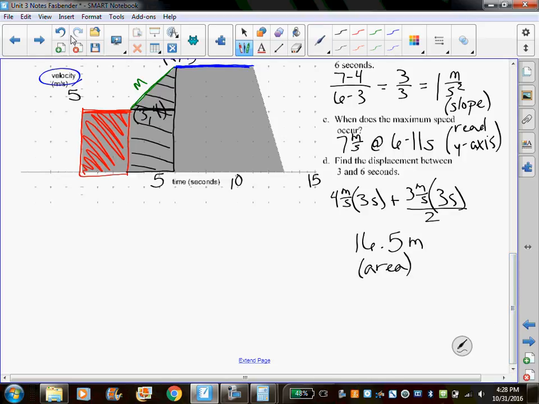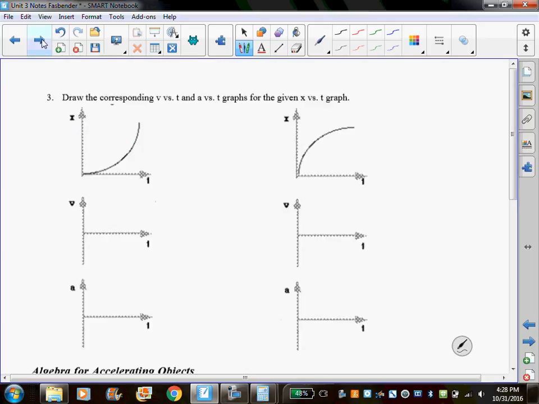All right, one last thing, and then you'll be done with notes for today. Last thing about graphs. We now have 3 different kinds of graphs that we can draw. We can draw a position versus time graph, we can draw a velocity versus time graph, we can draw an acceleration versus time graph. We only need to know one of these graphs in order to draw the other 2. So I would like for you to draw the corresponding velocity versus time and acceleration versus time graphs for the given position versus time graph. Now, it's easiest to draw them just down, so starting with position, go to velocity, go to acceleration.